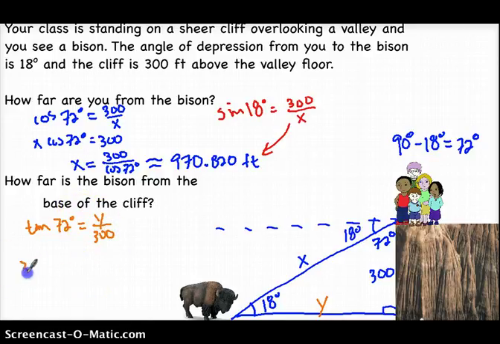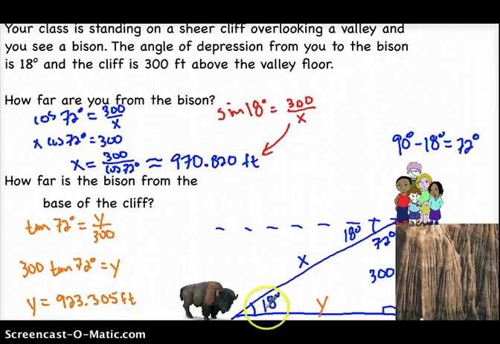Multiply by that denominator, get that over onto the other side. Remember, we're dividing by 300, so we're just going to multiply it over. And then if we throw that into the calculator, 923.305 feet would be your solution to that part of the problem.